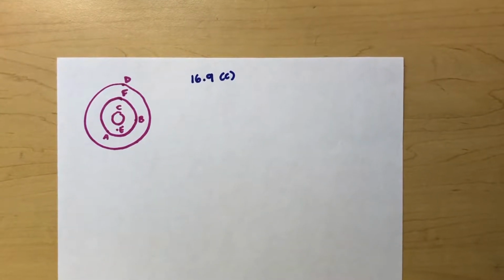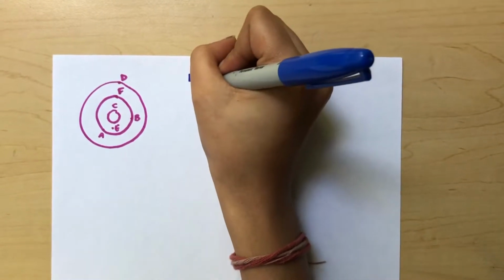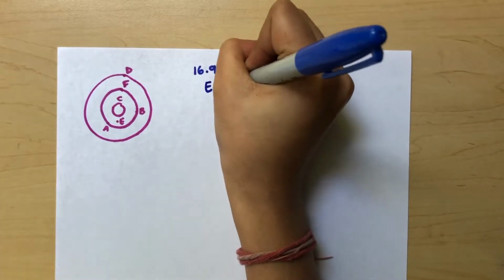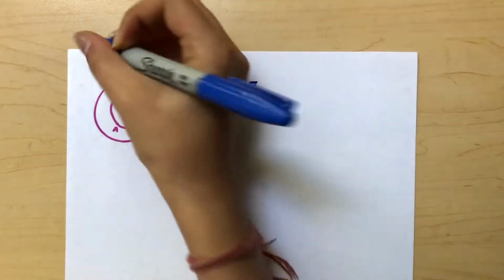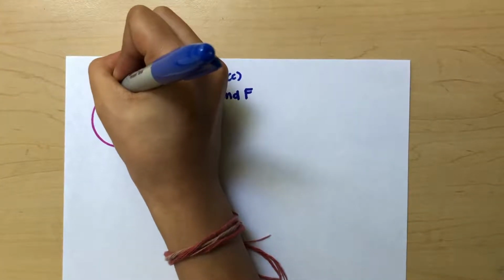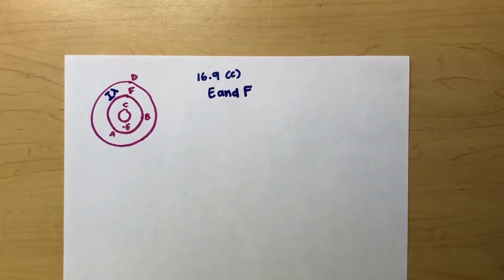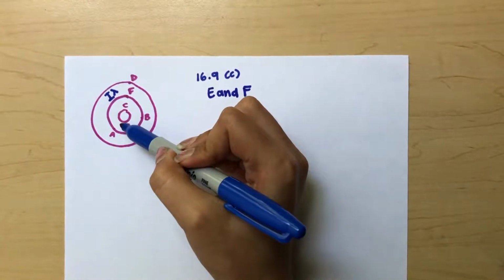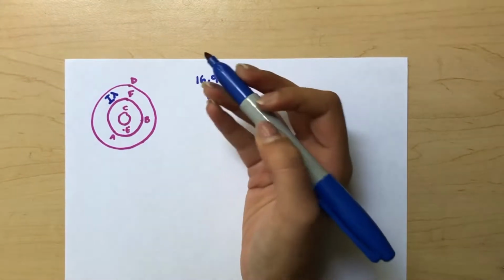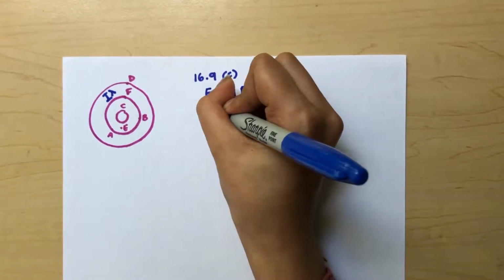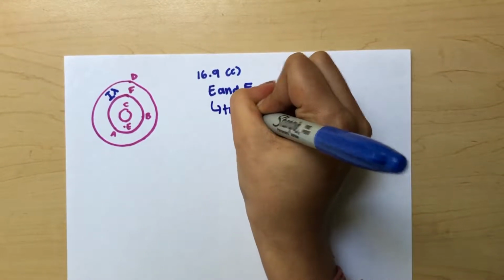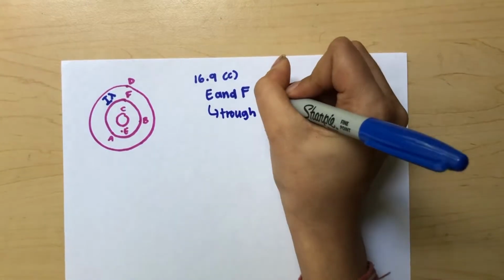Now for part C, we have to find the phase difference between E and F. Like mentioned before, the distance between 2 wave crests is lambda. Looking at this picture, we can see that E is in the middle of 2 wave crests. That just means that E is at a trough, and F is on the wave crest, so it's at a crest.